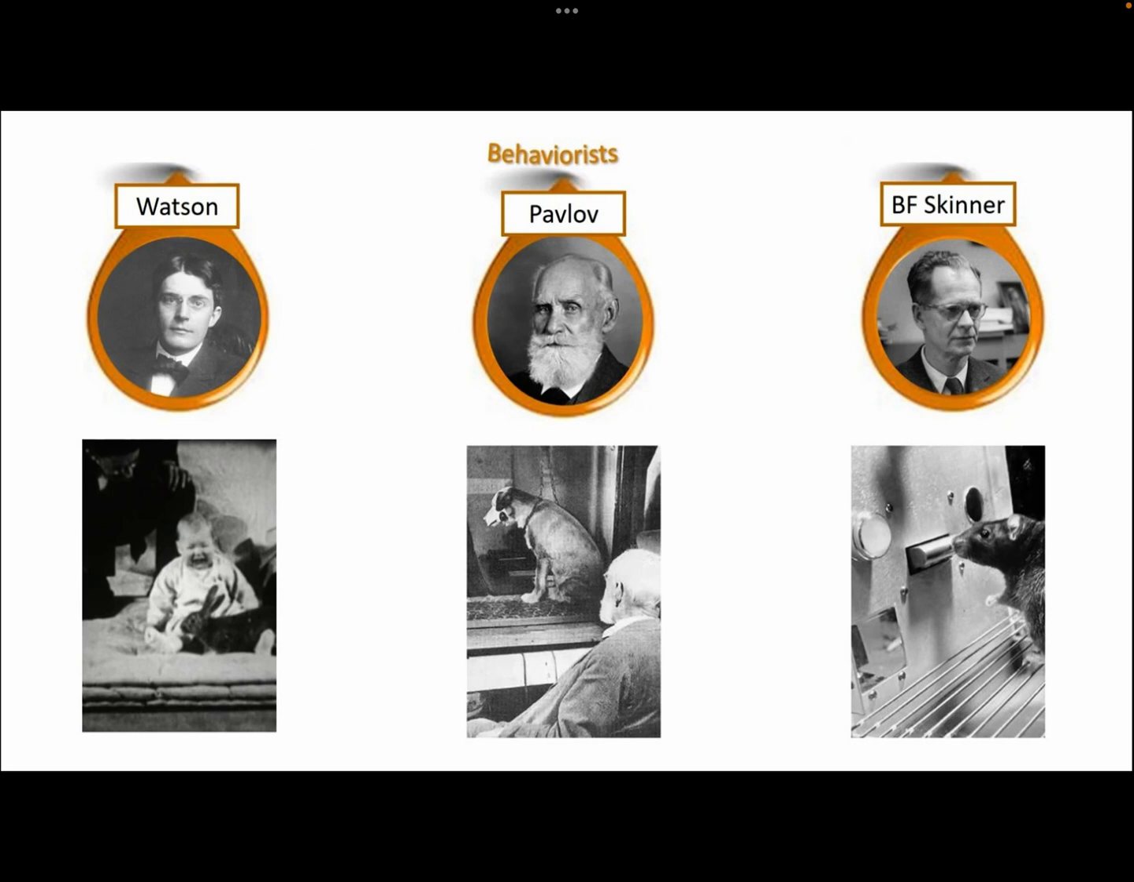And finally, we have B.F. Skinner. He is most famous for his construction of a Skinner box, which we will explore, where he would train rats to press levers for food through the process of operant conditioning. And so he really is the forefather of that type of learning.